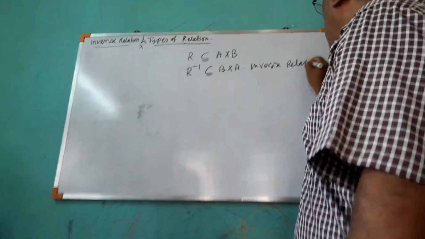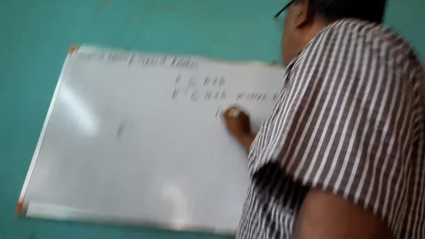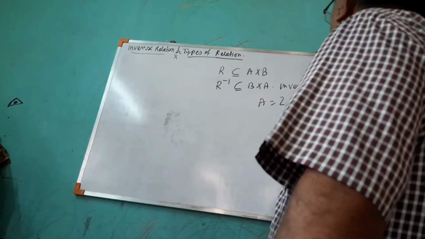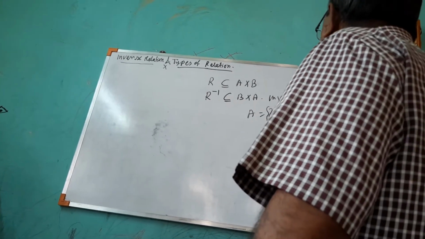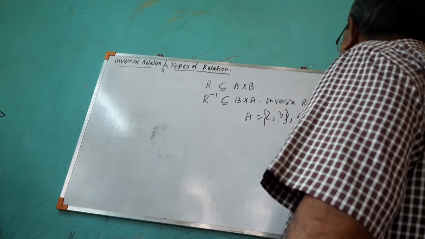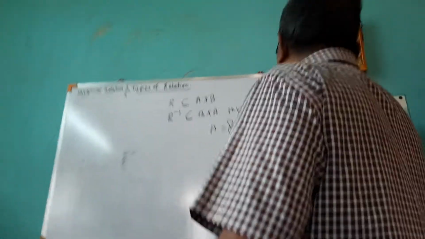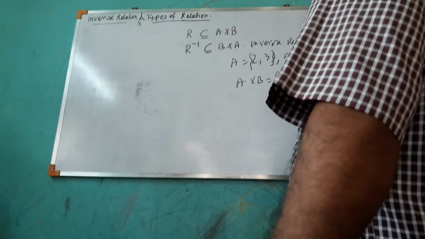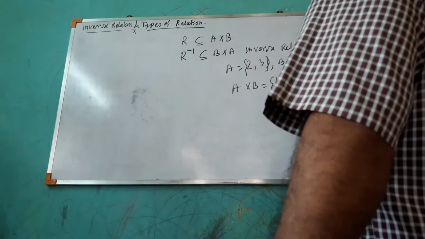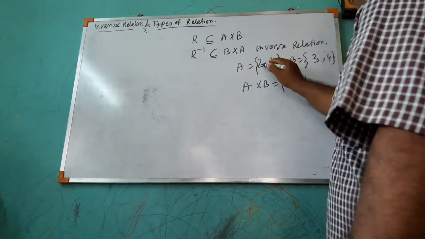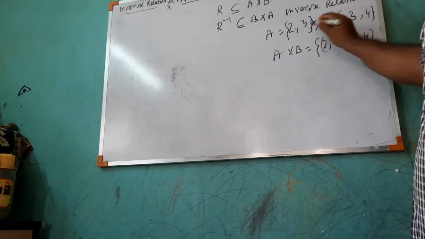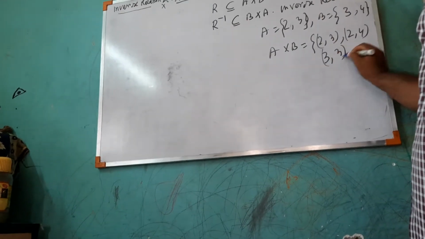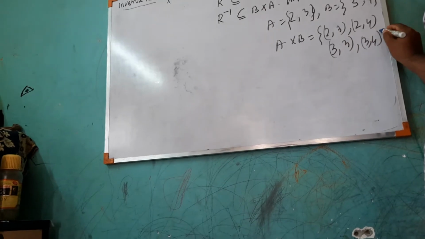For example, suppose A equal to {2, 3} and B equal to {3, 4}. Now what is A cross B? A cross B equal to (2, 3), (2, 4), (3, 3), (3, 4). This is A cross B.